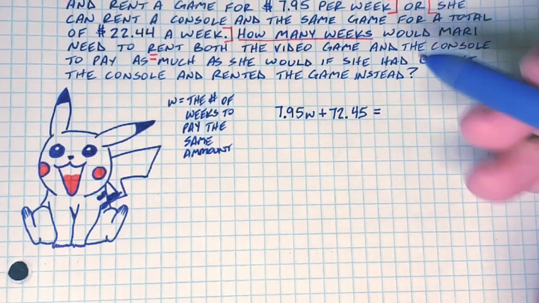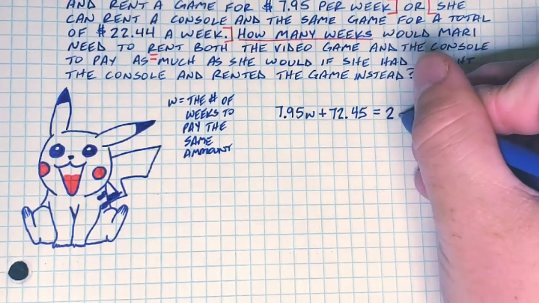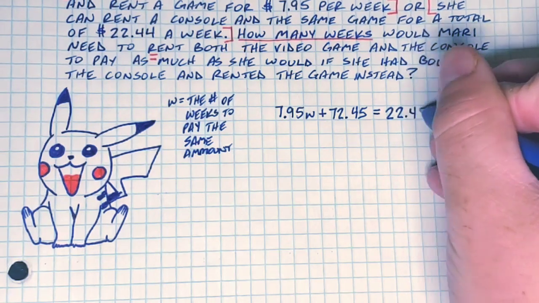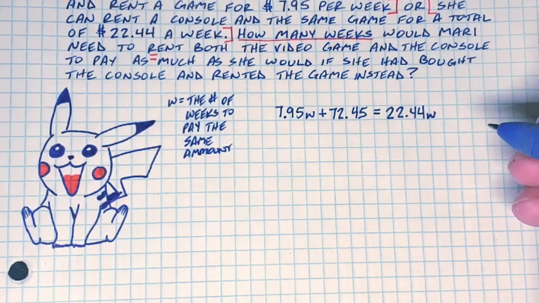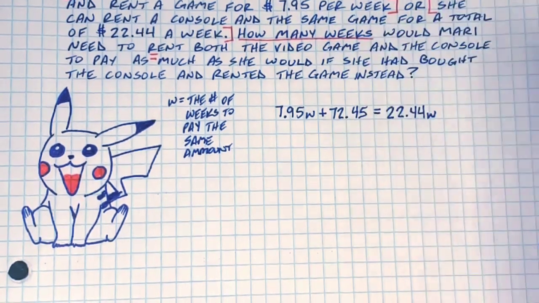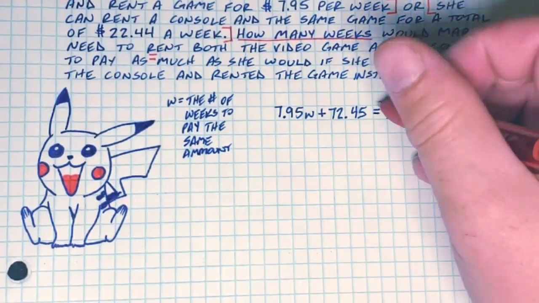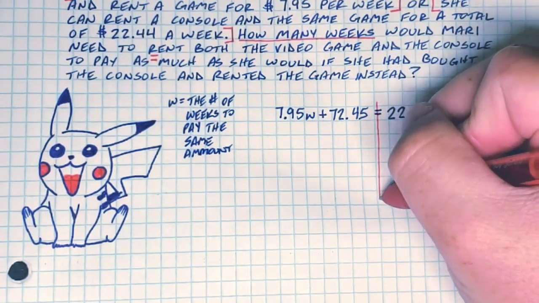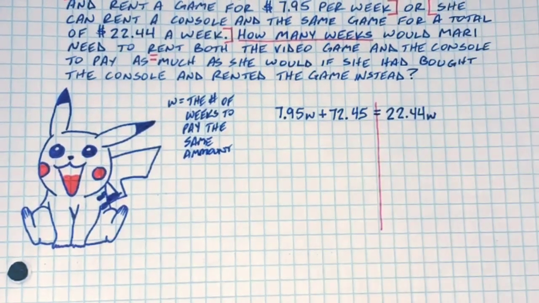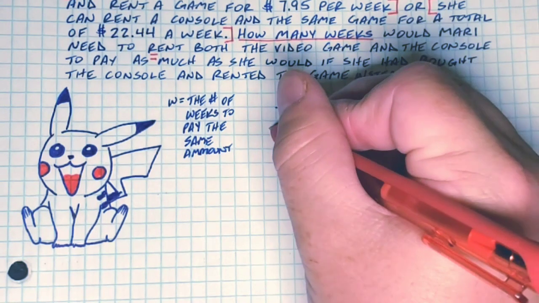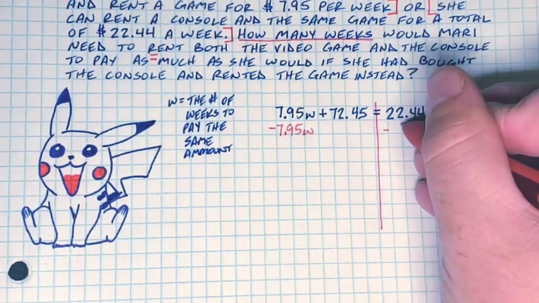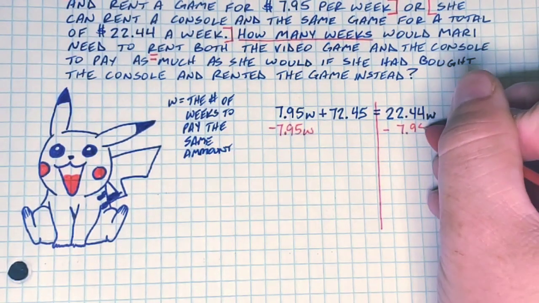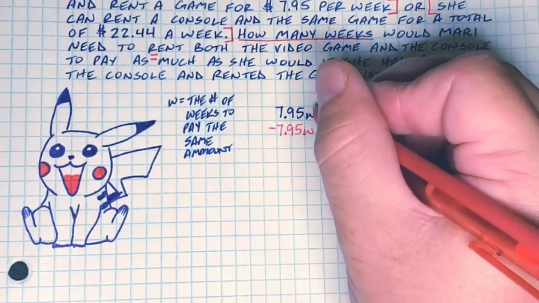All right, if she rents both, it's $22.44 per week, so times W. And we want to know, when are these the same? So we're going to solve. Well, there's a variable on both sides, so let's get rid of one of the variables. Let's subtract 7.95 W from both sides.